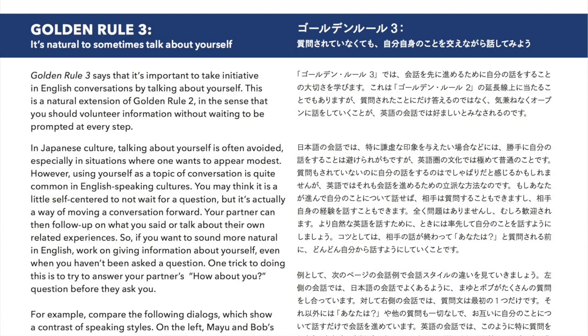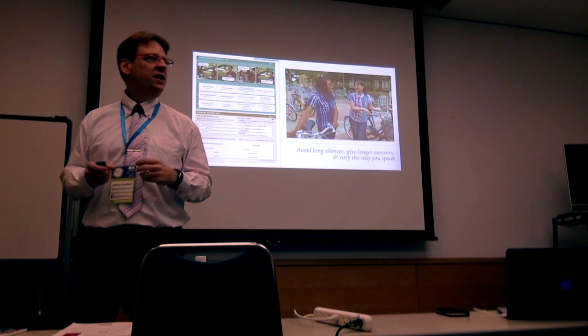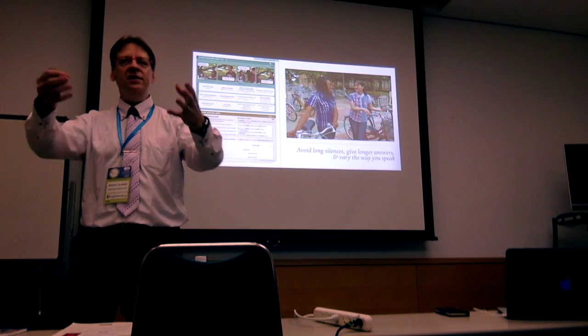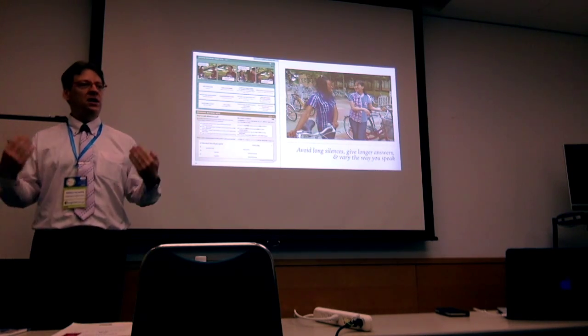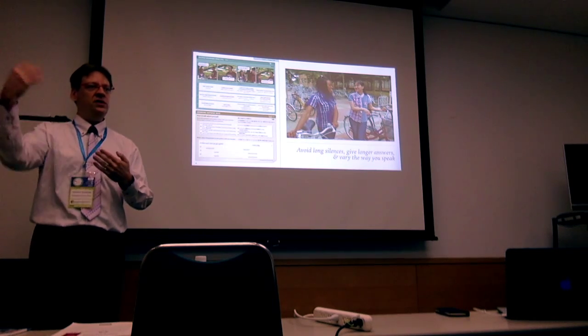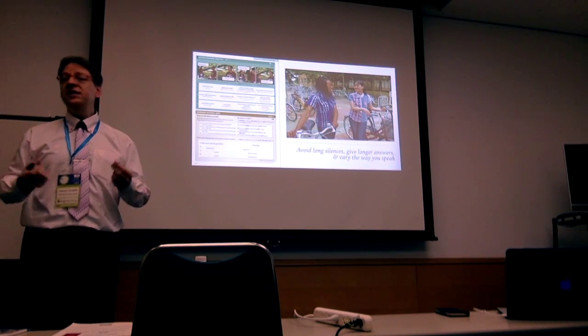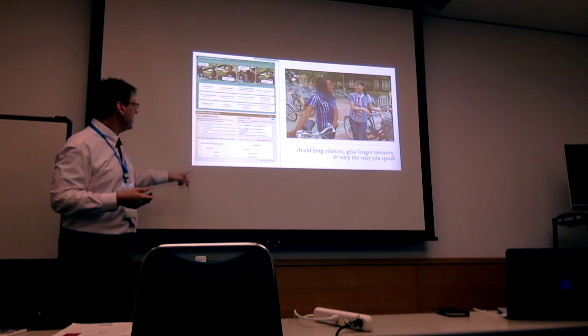And the third rule is about varying the way you speak. It's okay to talk about yourself sometimes. A lot of English speakers are more active and proactive about giving their opinions, whereas the Japanese style is more passive and waiting for permission from a question. But you don't always need the question to talk, all right?